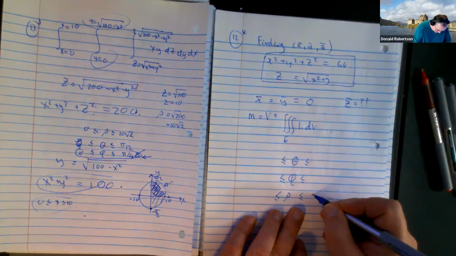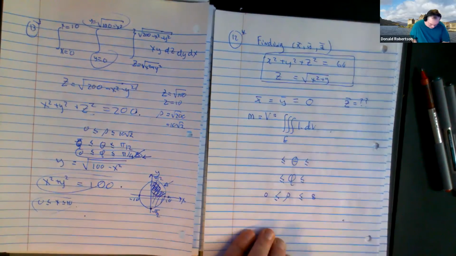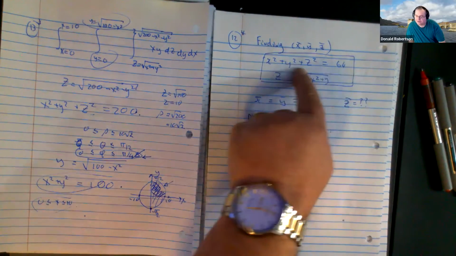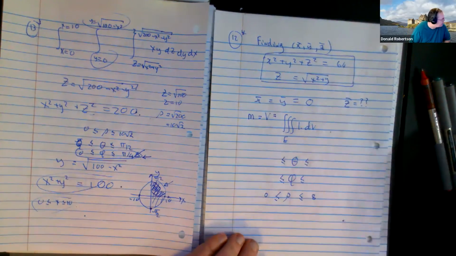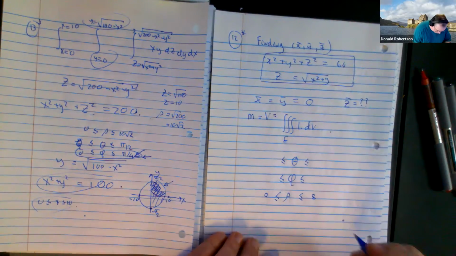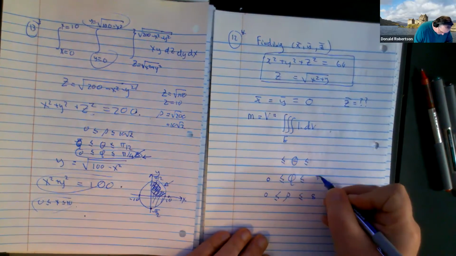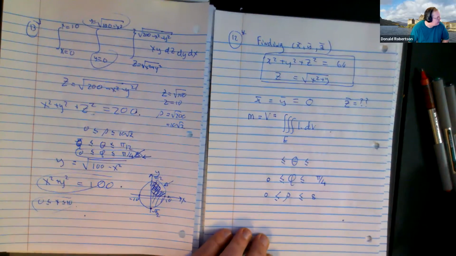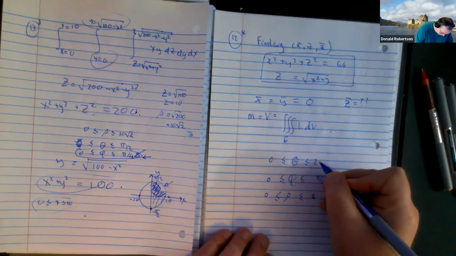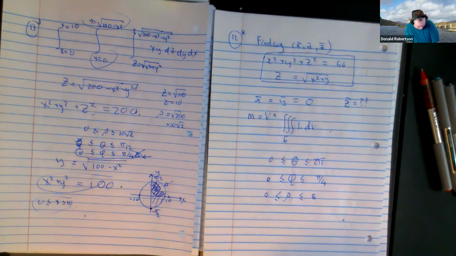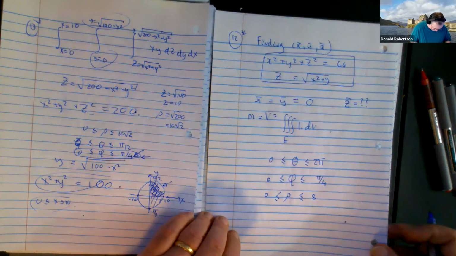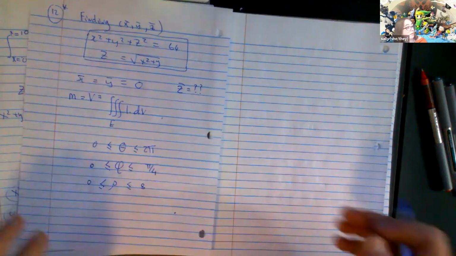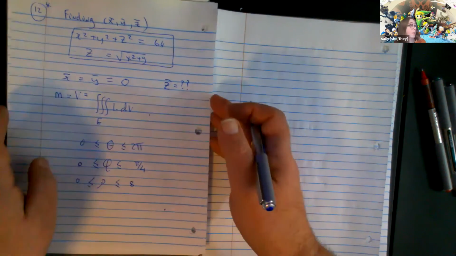Rho is going to be 0 to 8. Are you happy with that? 0 to 8. This guy is a cone, and we're going to go from 0 to pi upon 4 again. And for theta, it's going to be the whole circle. Is it pi fourths or pi halves? Pi fourths.